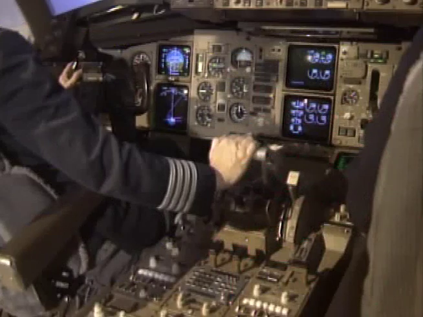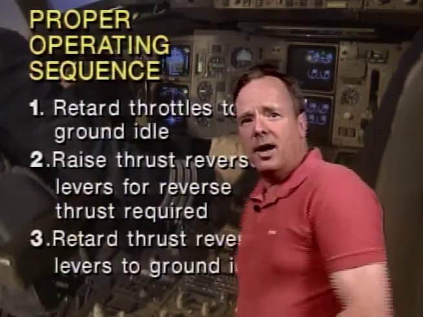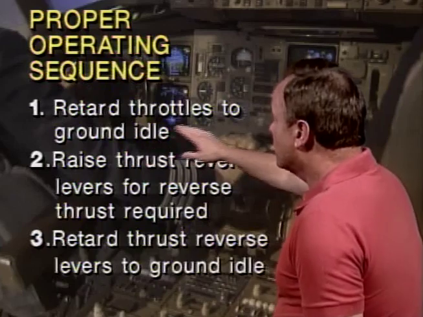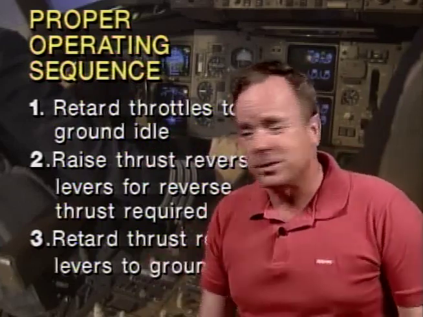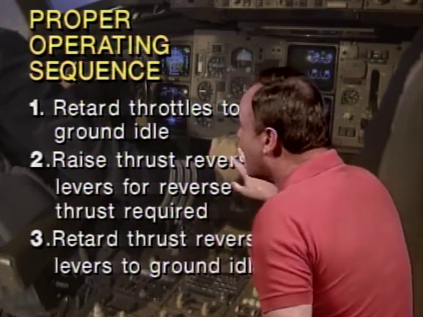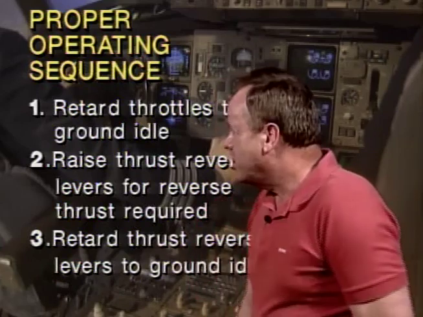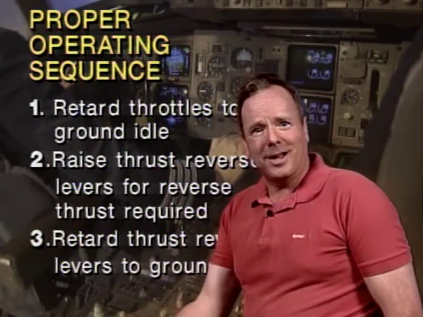Now let's take a look at what the pilot does inside this aircraft to use reverse thrust. The first thing you do, and this is very important, is you retard the throttles to ground idle. There are other answers that say advance the throttles. Advancing the throttles when you're trying to stop the aircraft is not a wise thing to do. So you're going to get the answer right off if you retard the throttles first, and that'll get you the right answer on the test.